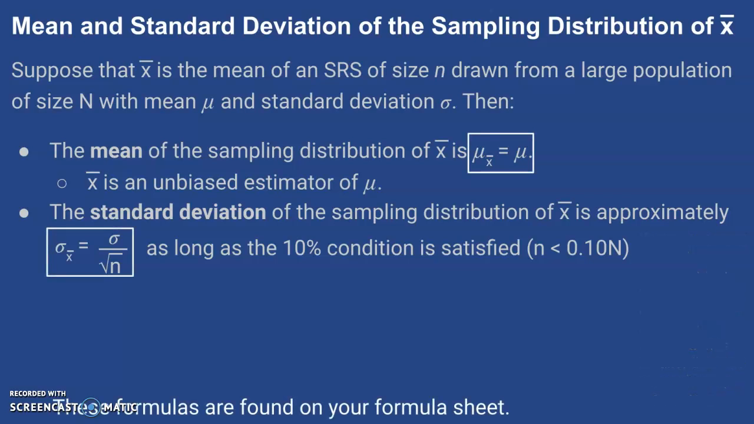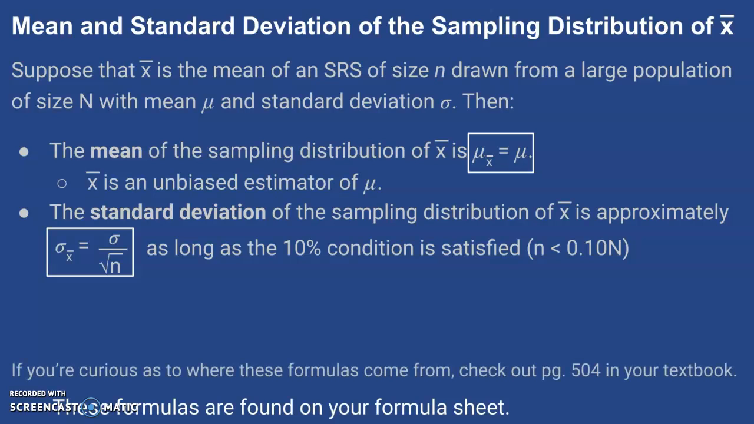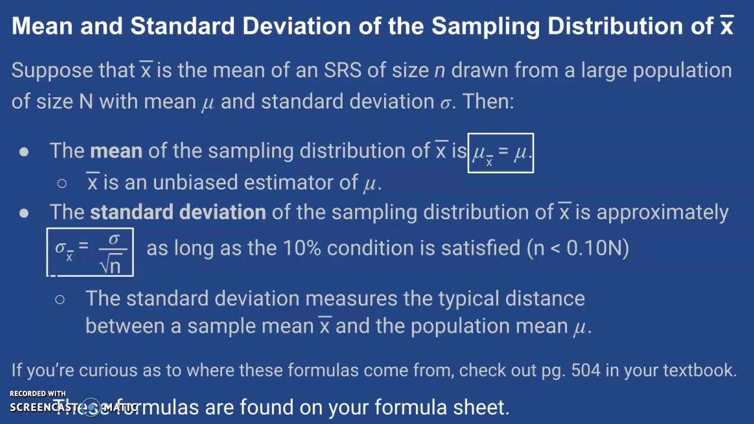The formulas that you see here are on the formula sheet that the College Board will give you on the exam and that you may use anytime you would like in this course. If you're curious as to where they come from, you can check page 504 in your textbook and they show you how they're derived. The standard deviation, as you might expect, measures the typical distance between a sample mean, x bar, and the population mean, mu.